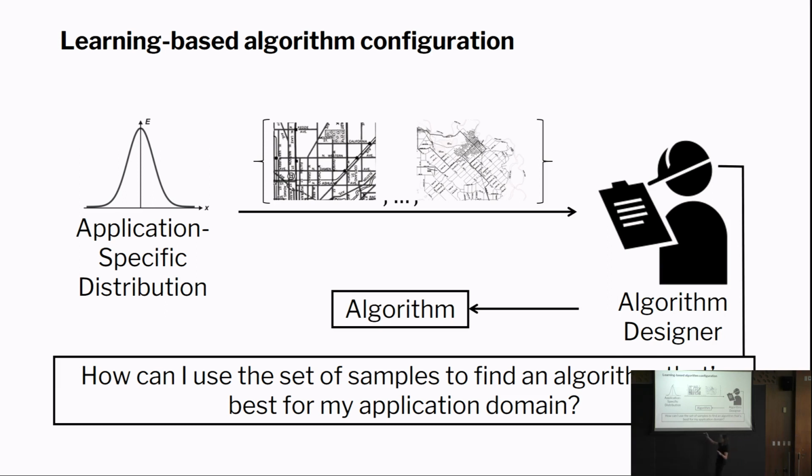We have some application-specific distribution over problem instances. So this might be a collection of maps in a city that a city planner sees over the course of a year. An algorithm designer gets a sample from this distribution of maps, and wants to use this set of samples to find an algorithm that's best for their application domain. So it's best for facility location in cities in Western Pennsylvania, for example. And when I say best for the application domain, I mean best in expectation over this application-specific distribution. So that's the high-level idea of learning-based algorithm configuration.